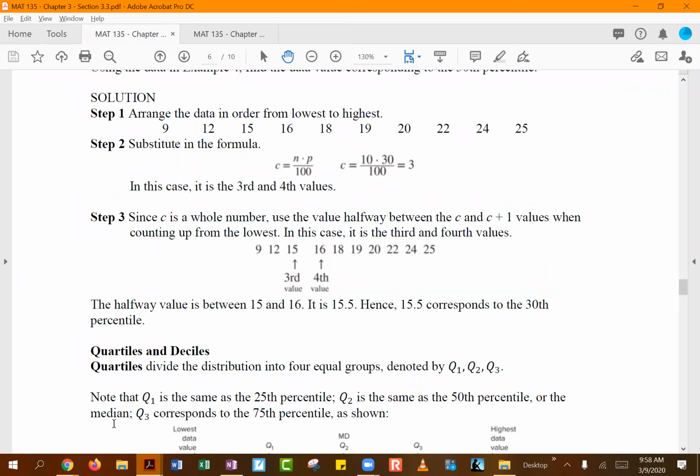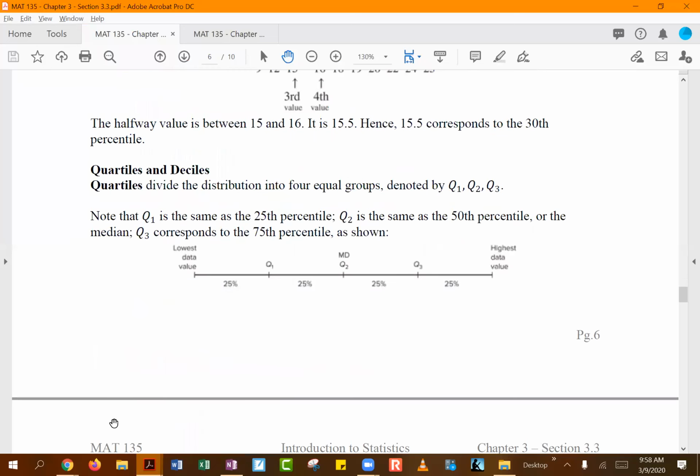So you've seen the 2 calculations for the percentile rank. One, when you get a whole number, you're supposed to go halfway between that position and the next one. When you get a decimal answer for C, you round up to the whole number and then use that as your data value. So it's a pretty interesting calculation.